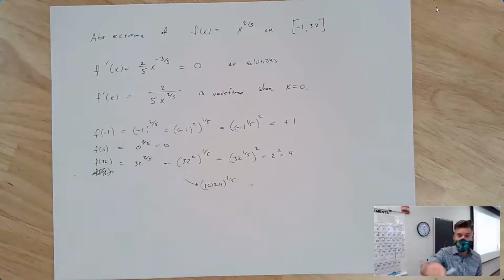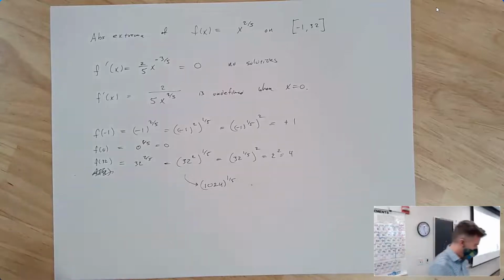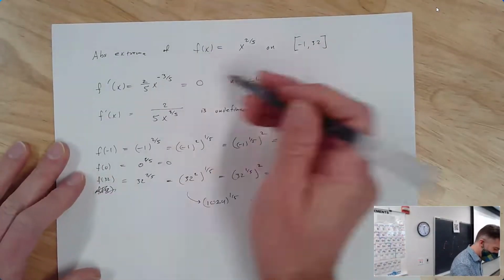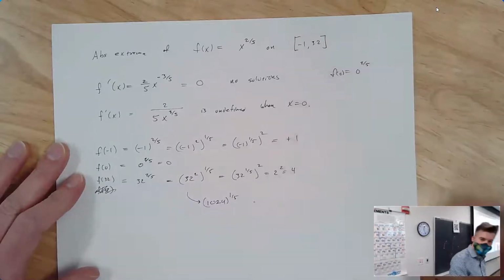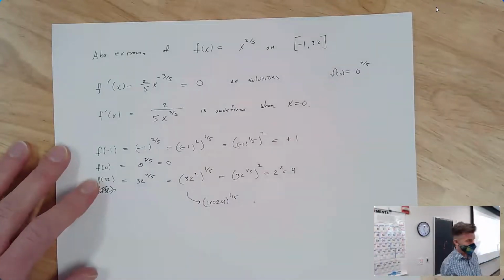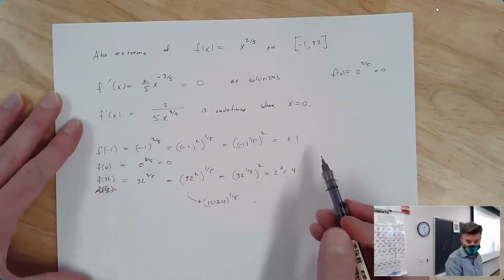It's great. Yeah, f of 0 was defined. F prime of 0 was undefined. So, right, f of 0 is totally cool. F of 0 is just 0 to the 2/5, which is 0 squared, which is 0, and the 5th root of 0 is 0. But f prime of 0 is undefined.